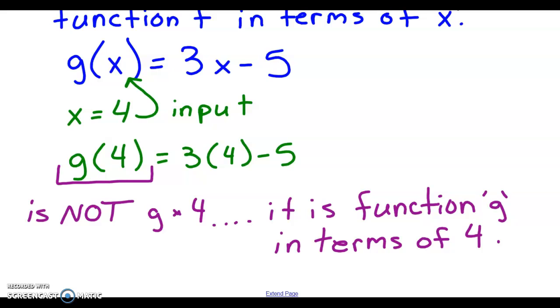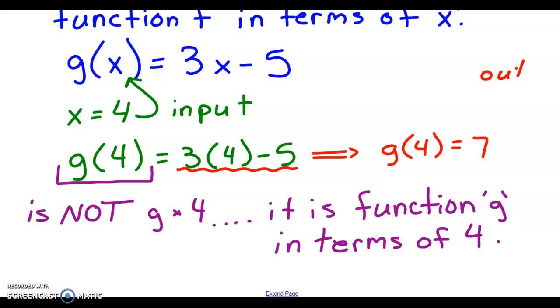Okay? And then, what is 3 times 4 minus 5? What's that going to be? 7. So 3 times 4 is 12, minus 5 is 7. So what you're going to end up seeing then is g of 4 equals 7. That 7 is your output.